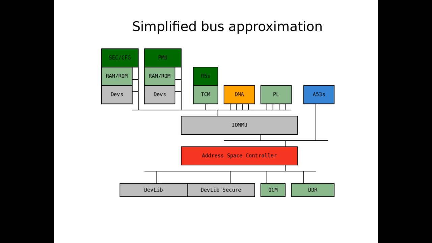So this is, let's say, a very simplified approximation of the bus. I showed the picture before, but that didn't really show the interconnect in any way. So I've simplified this, but you can see that there's the security and security configuration, which is a little bit of a special subsystem with local RAMs and local devices. We have the PMU, the R5s with local memory, a bunch of DMAs, and the A53s that bypass the first IOMMU. Then we actually have something that you could say is another IOMMU just for the discussion's sake. And then we have devices at the bottom.